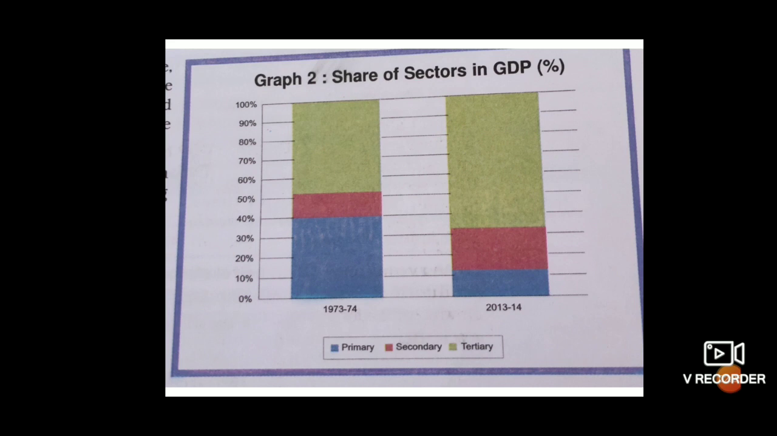That means, what do you observe? A remarkable fact about India is that while there has been a change in the share of the three sectors in the GDP, a similar shift has not taken place in the case of employment, in the next graph. So here, if you see the share of sectors in GDP in 73 and 74, primary is 40 to 50%, 10% is secondary and next is tertiary. And in the next picture, 2013 and 14, the tertiary sector is more in the GDP.